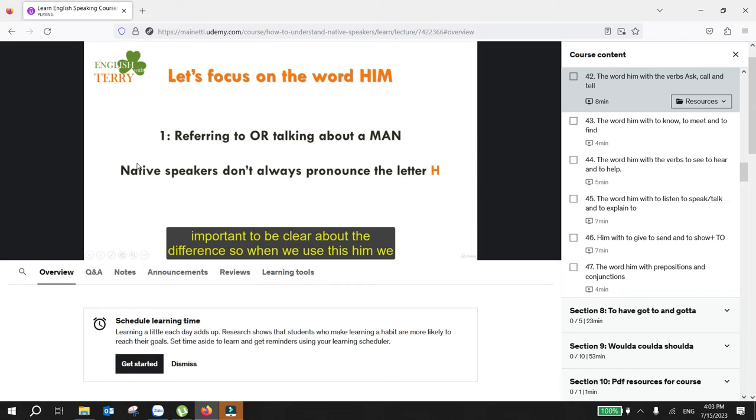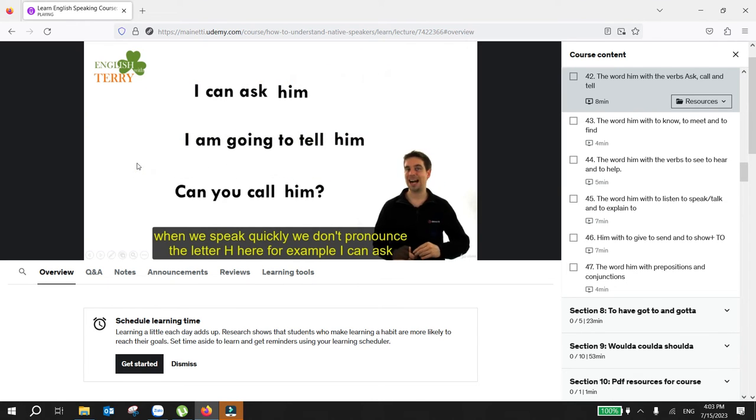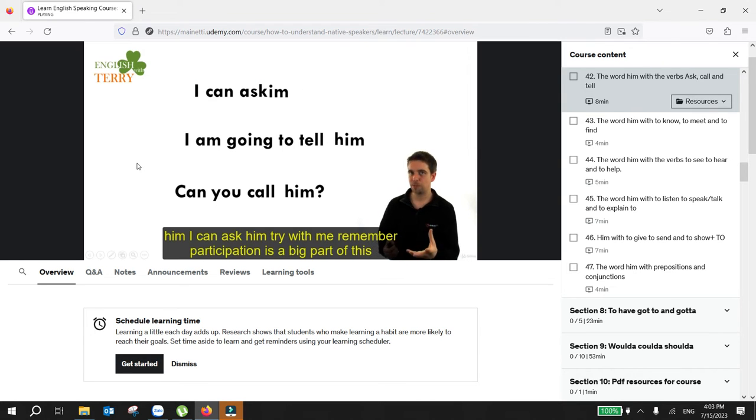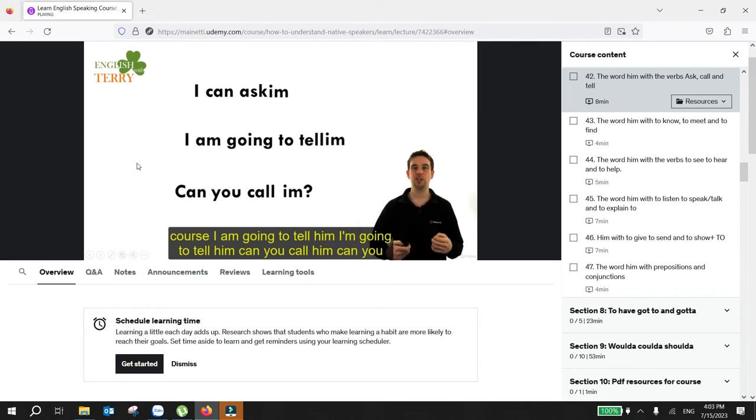So when we use this him, we use it referring to or talking about a man, and native speakers, when we speak quickly, we don't pronounce the letter H. Here, for example, I can ask him, I can ask him. Try with me. Remember, participation is a big part of this course. I am going to tell him, I'm going to tell him. Can you call him? Can you call him?